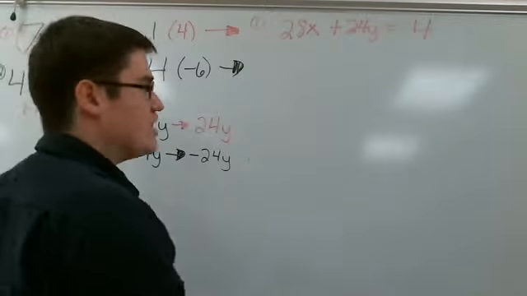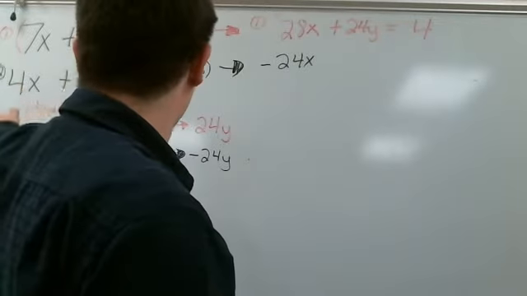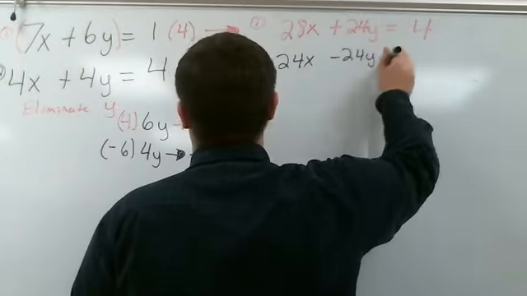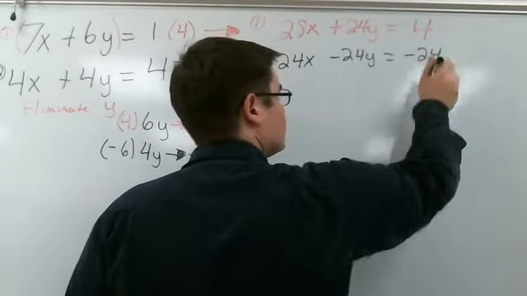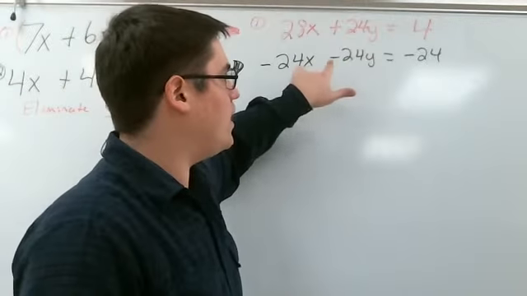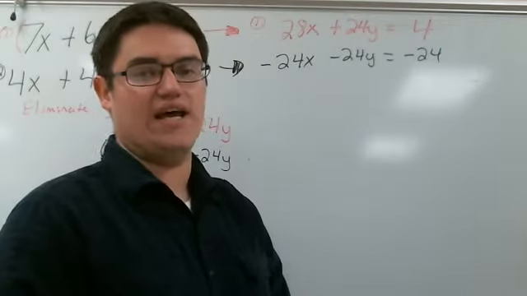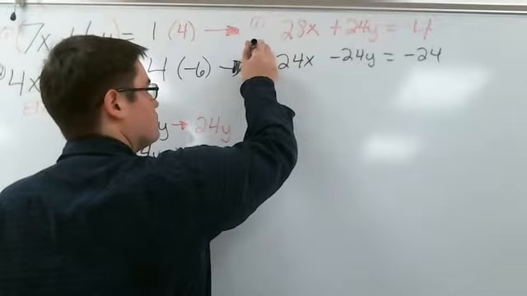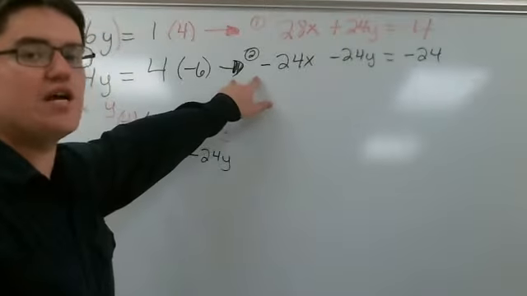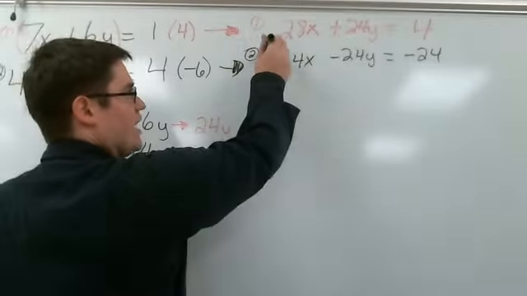So now we get negative 6 times 4, so negative 24x. Negative 6 times the negative 4, like we just said, gives 24y. And hopefully you can visualize this: 24y minus 24y. When we add those two together, they're going to cancel out, sum up to 0. So again, this is our same second equation, just multiplied by negative 6. Now I can add these two.